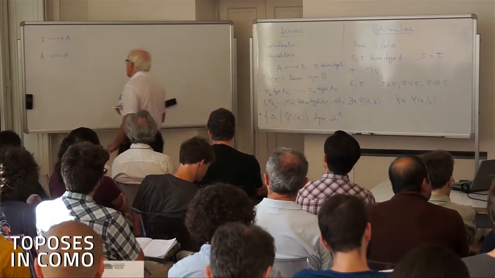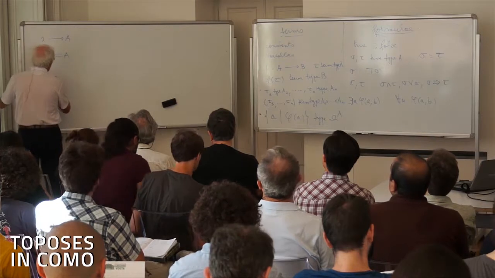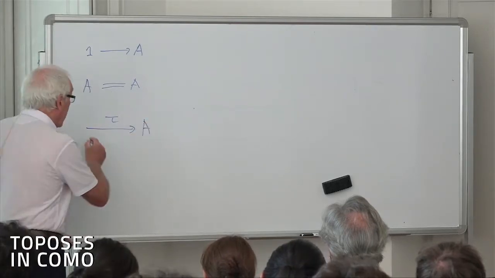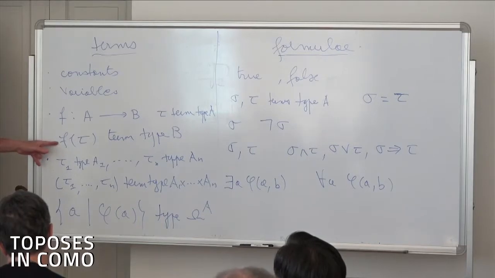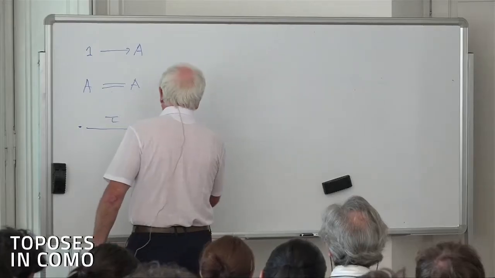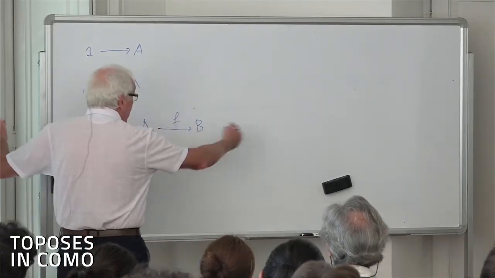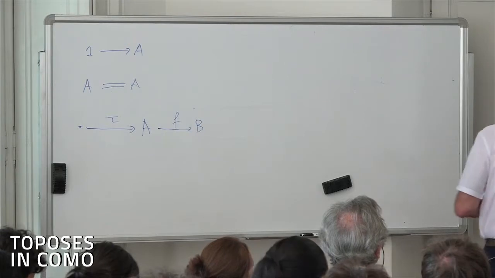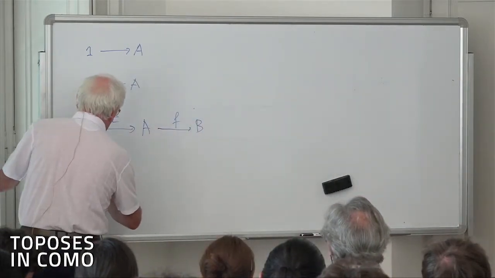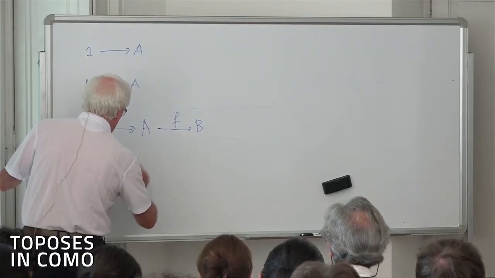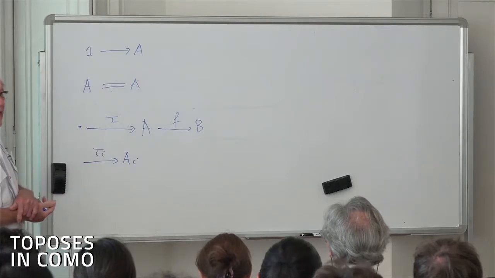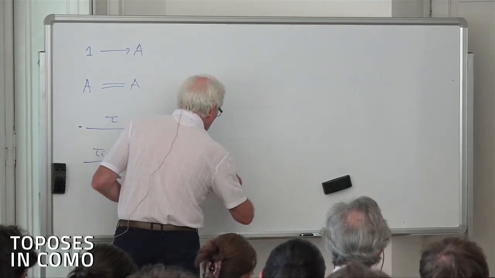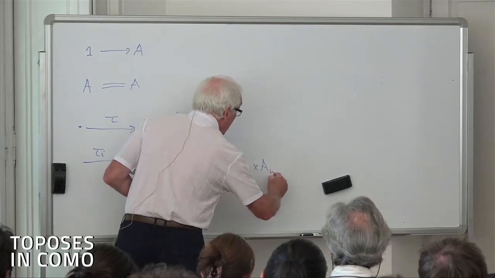So if you have a term of type A, which is already interpreted as a morphism with codomain A, suppose this is already done for tau, what is the interpretation of F of tau? Well, it is just the composite, of course. You take the interpretation of tau and you compose with F. This is the interpretation of F of tau. The same thing here, if you have the tau i which go to A i, you just take the family of the tau i, tau 1 to tau n, which goes to A1 product An, and so on.